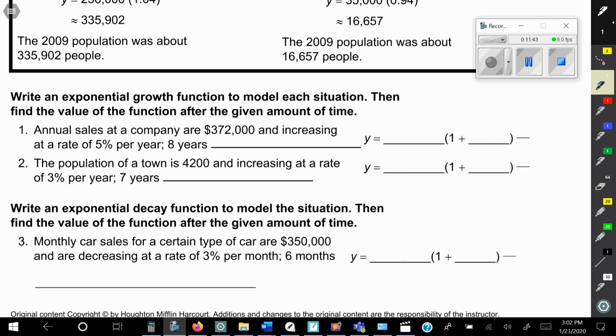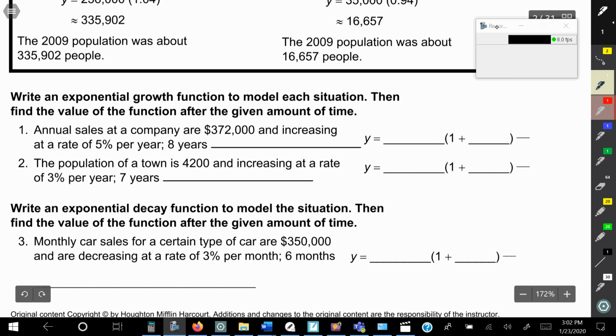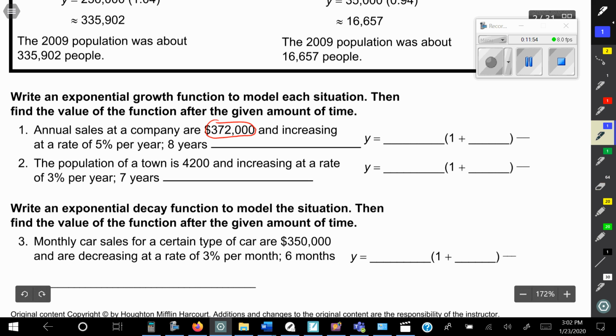Okay, so let's take a look at number one. Our A here is going to be this 372,000, and our rate is going to be this 5%. And we're going to plug both of those in, and we're going to change the 5% to 0.05, and then we're going to plug the 8 in to see what we get. So what you end up having is 372,000 in for the A spot. And let me write this out.